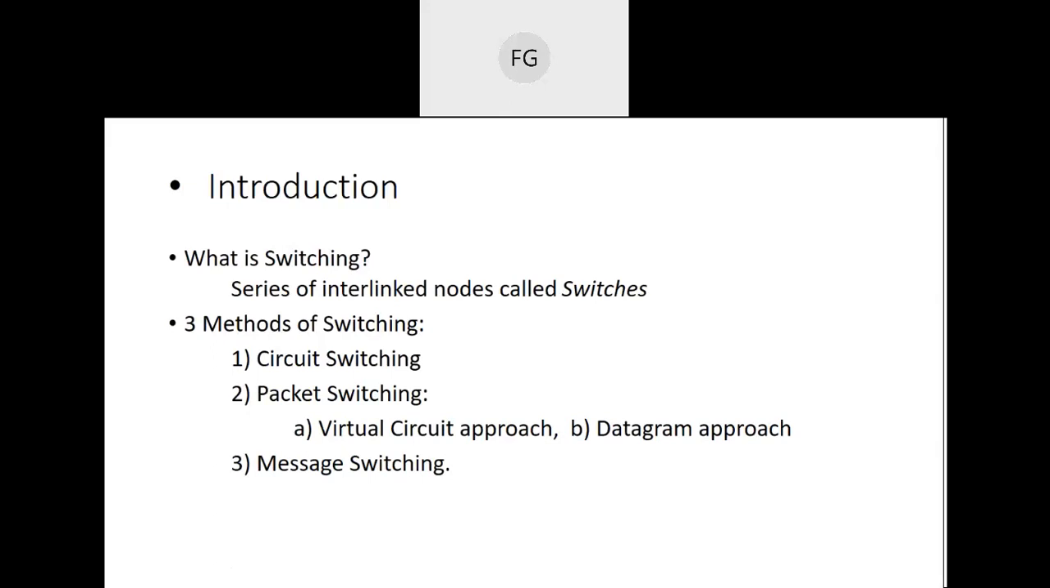What is switching? Switching or a switch network is a network which consists of a series of interlinked nodes called switches. And these switches are devices that are capable of creating temporary connections between two or more devices linked to the switch.